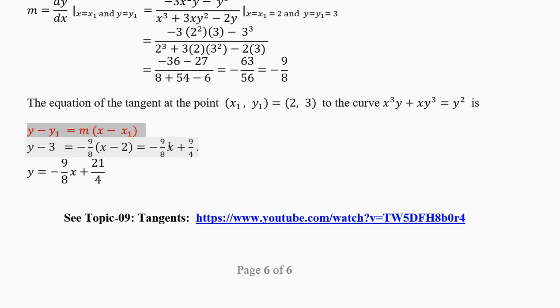Open this bracket. You will get minus 9 by 8x. Minus 9 by 8 into minus 2 is plus. First of all, it is plus. 9 into 2, 18. 18 by 8 is 9 by 4. 2 4s are 8. So it will become plus 9 by 4. You can get this 9 by 4 with the help of a calculator. Please do not write 2.25. It looks funny.